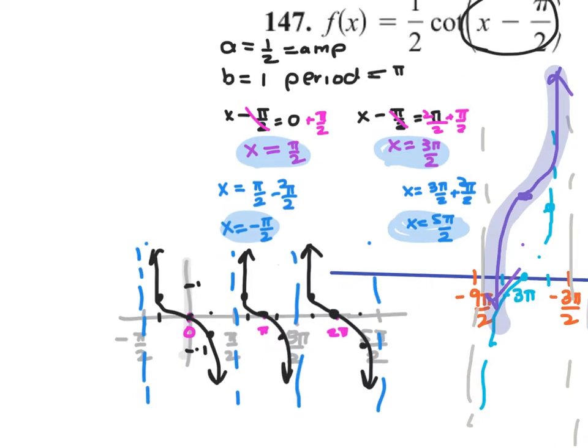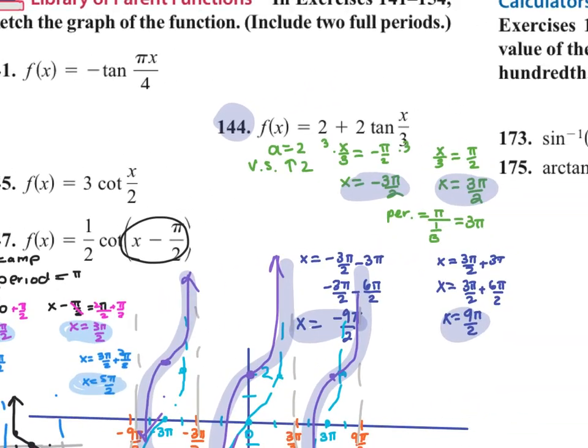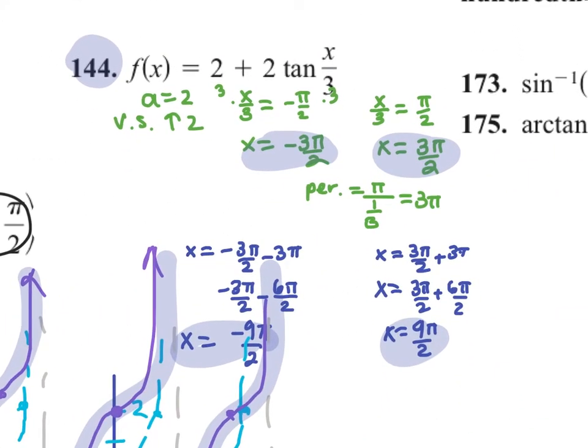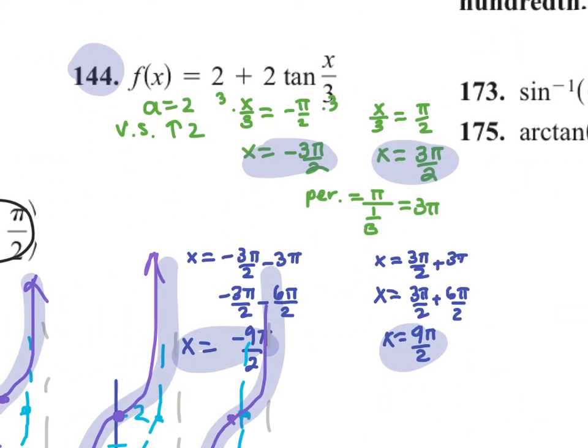144. So 144, the vertical shift is at the front. So that's still a vertical shift because it's separated by a plus, right? So A is still 2, as in this 2. B would be 1/3. So pi over 1/3 becomes 3 pi. That's your period, so that's here.